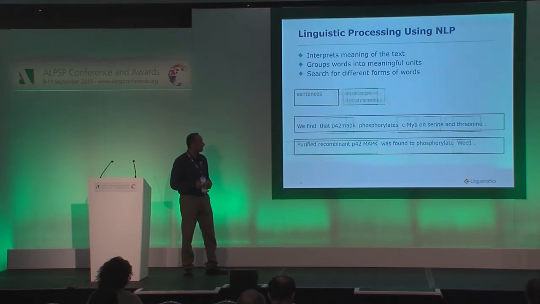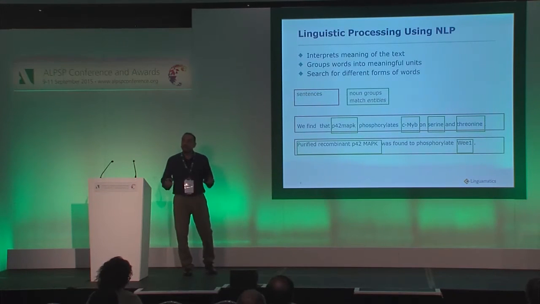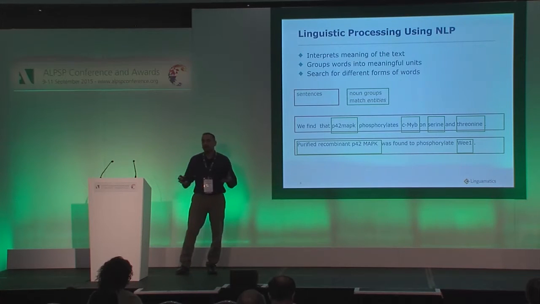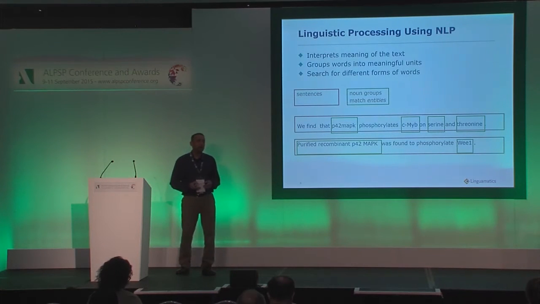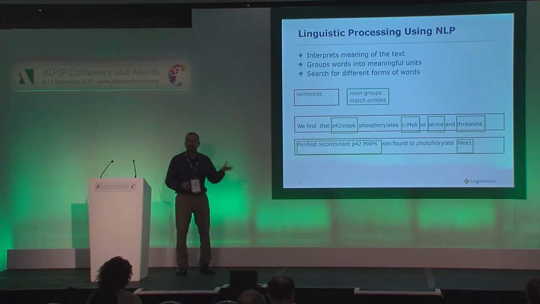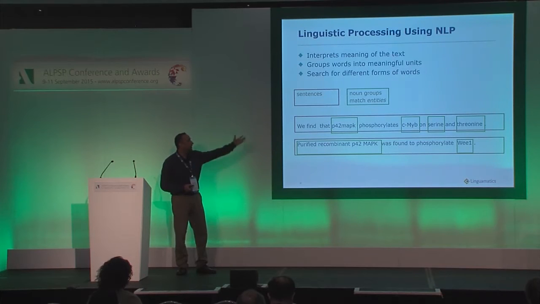The second thing that we can look at is, are there any things within there? Now, in NLP and text mining areas, we call them entities, but if we were just talking as humans, we'd say, is this a thing? And by a thing, I mean that P42 MAPK is a thing, CMIB, serine, and threonine are a thing.